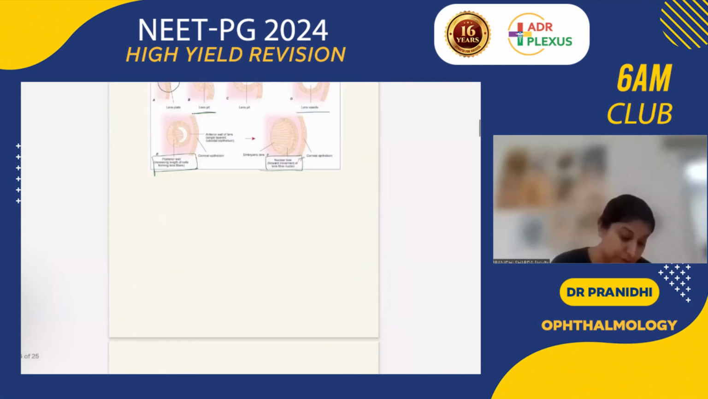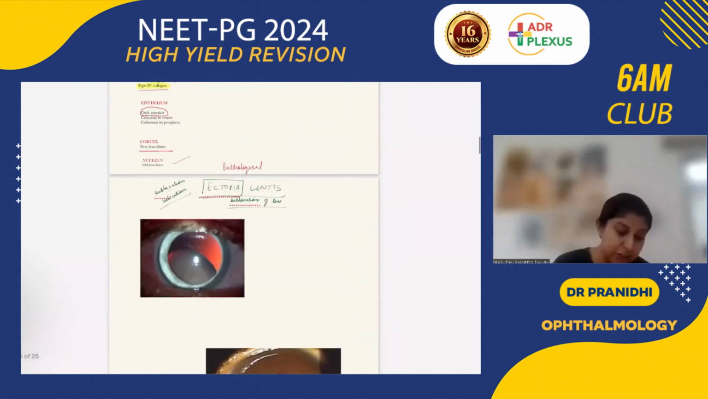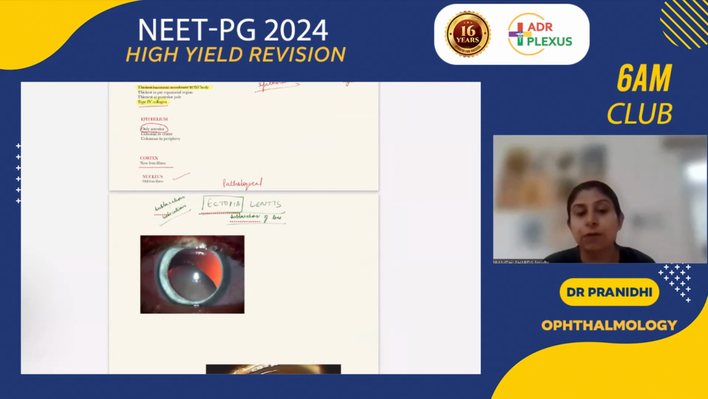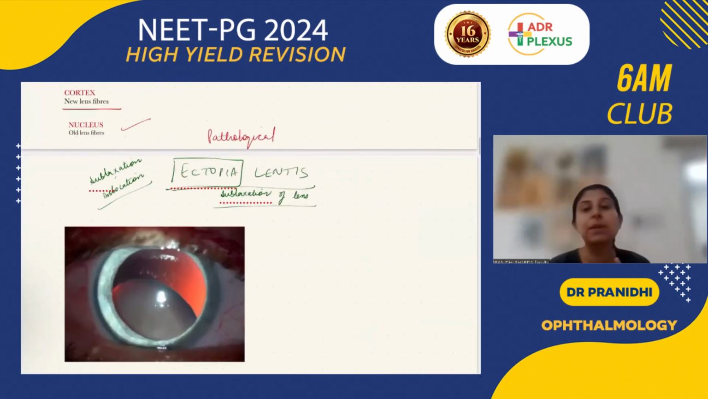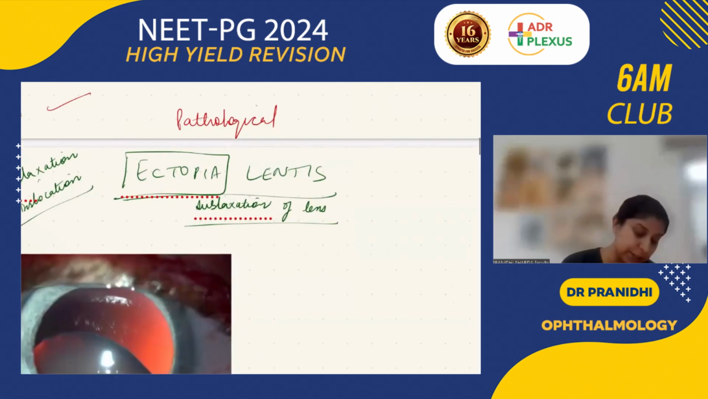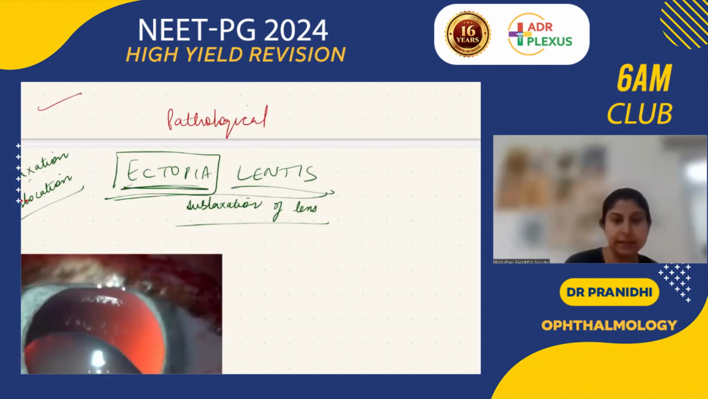But whenever it dislocates completely, either in the anterior chamber, where it comes in front of the iris, or beyond in the vitreous cavity, then it is known by the name of dislocation. When it's completely dislocated from its position, this is dislocation. Subluxation can be acquired or congenital. Whenever we talk about congenital subluxation, we give it the name ectopia lentis. Whenever it is by birth, it is ectopia lentis, otherwise it is acquired.